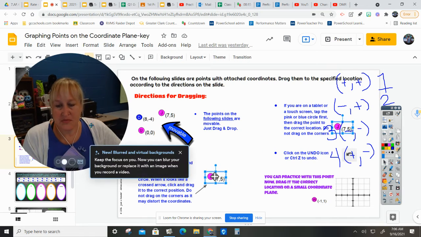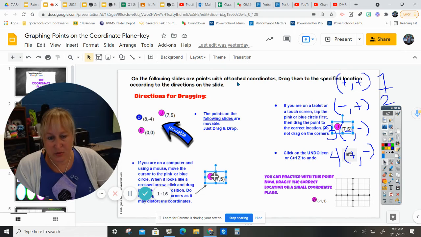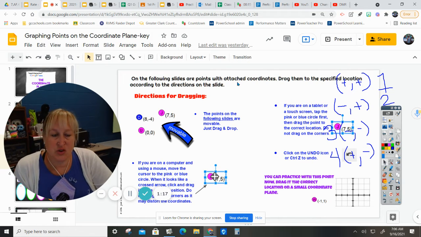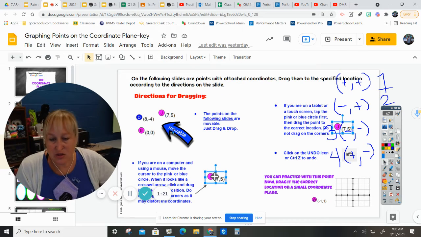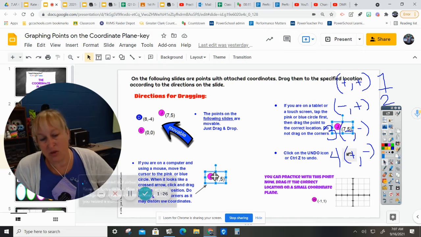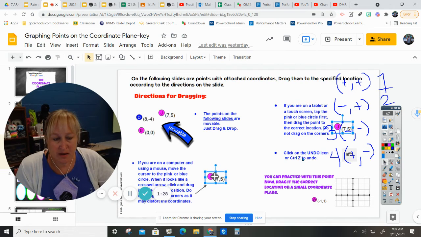So on the following slides, there are points with attached coordinates. Drag them to the specified location according to the directions on the slide. So these points that you'll see are movable. It will turn into a box and you're going to drag it over. If you need to undo something, it shows you right here. You can just press Control Z to undo where you moved it from. Next slide.